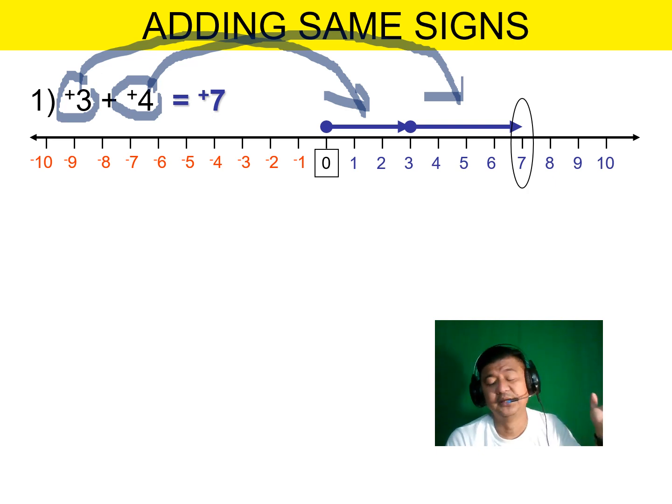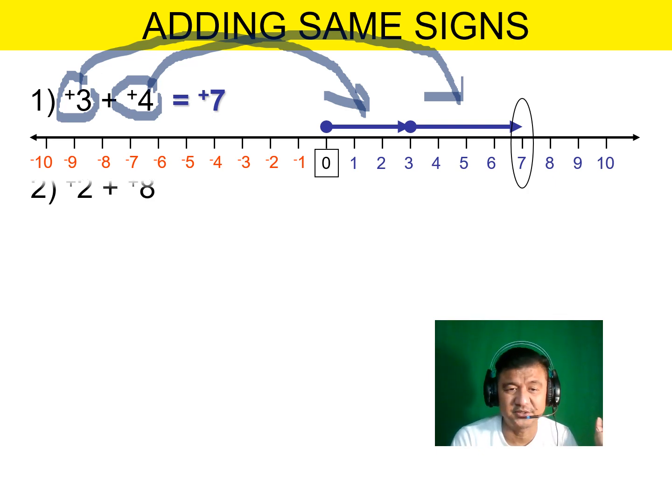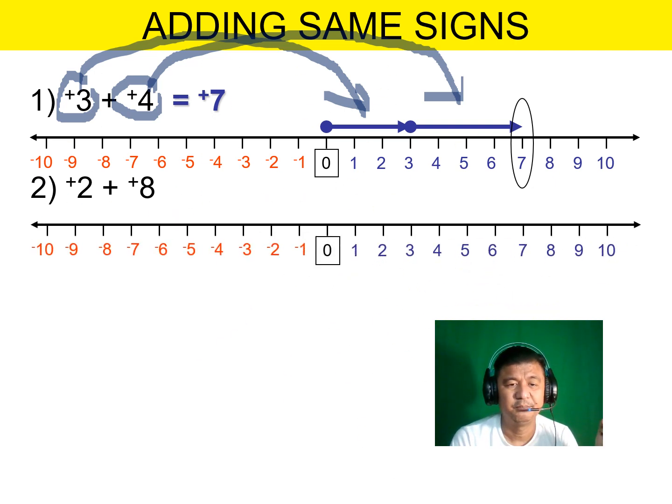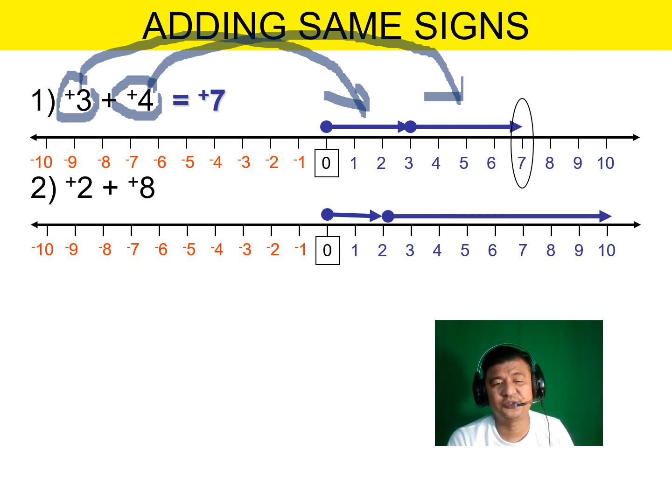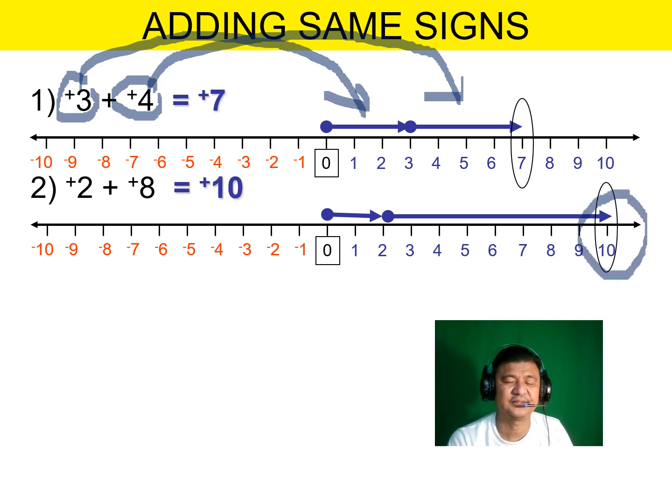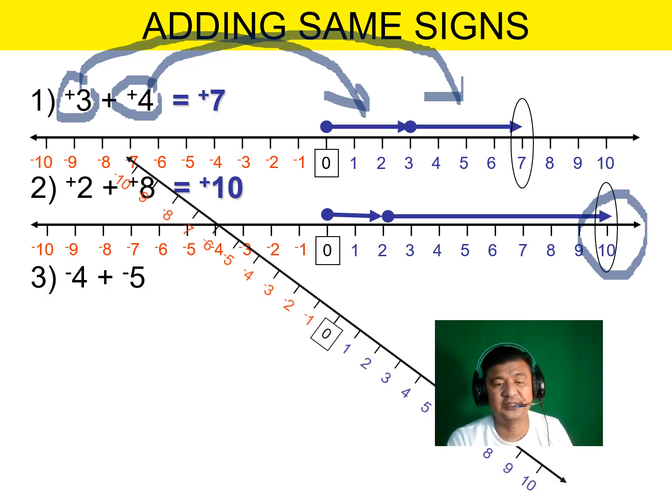Obviously, we've been dealing with positive numbers in the past, so the answers are always positive. Now let's try another example. Let's start with a positive 2, 1, 2, and then 8 to the right. So we are now at 10. Correct. Now let's do the negatives. Remember, they have to have the same signs. So let's now do the negatives.